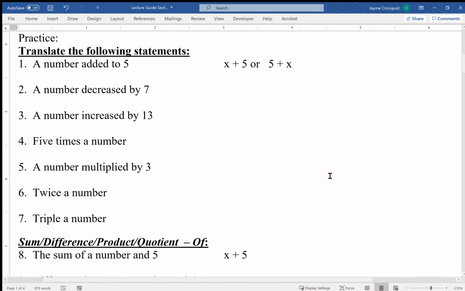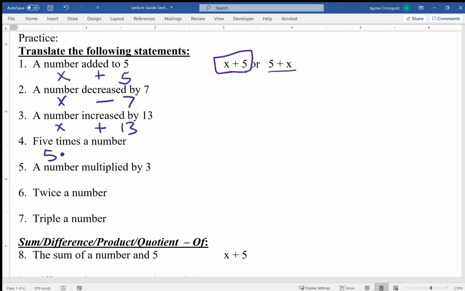A number added to 5. Here's our example. It's either x plus 5 or 5 plus x. I would prefer this answer. A number, right? A number added to 5. That's why I would prefer that. A number decreased by 7. A number increased by 13.